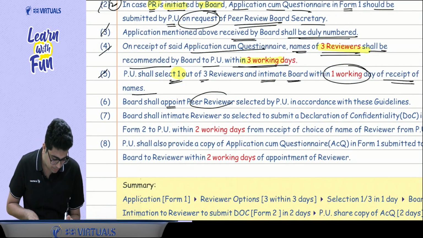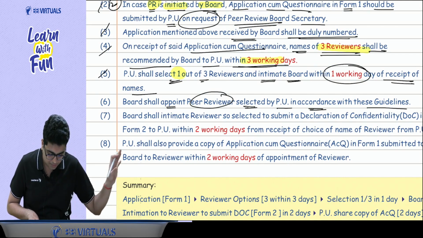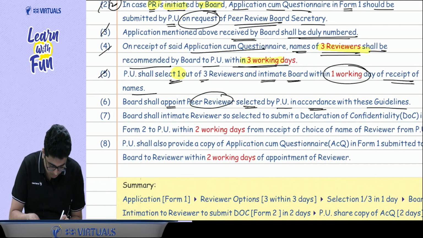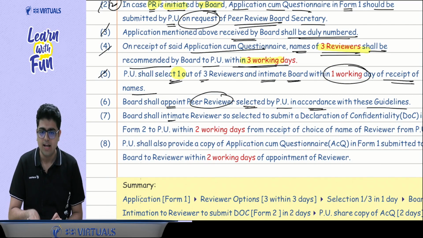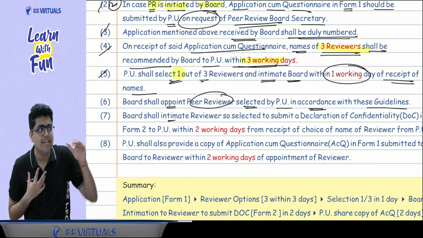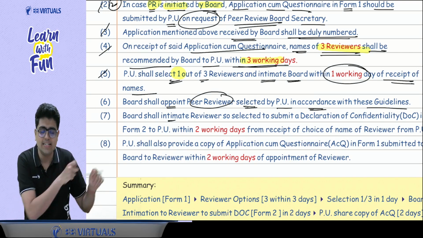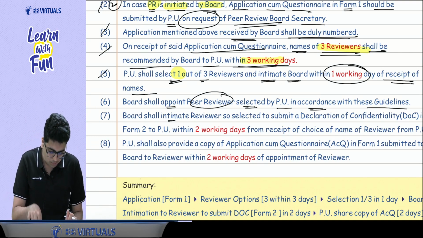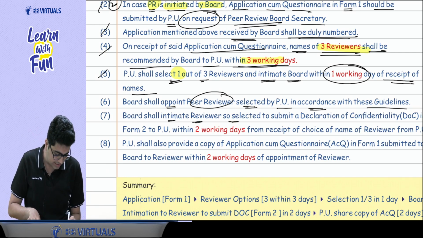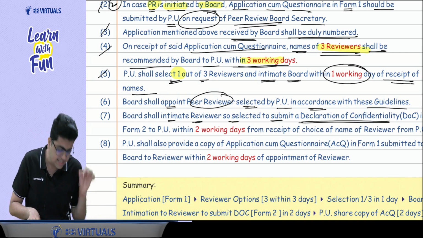Board shall appoint the peer reviewer selected by the practicing unit in accordance with these guidelines. Just a point to be read, nothing else. Board shall intimate. Now the person who has been selected needs to be told, "Sir, you are being selected." So he needs to be intimated in this case. So board shall intimate the reviewer so selected to submit a DOC.